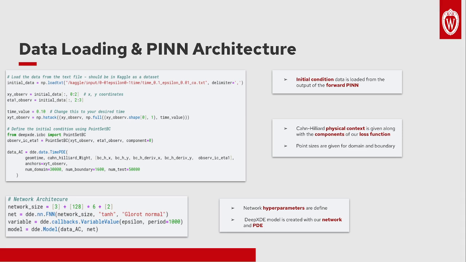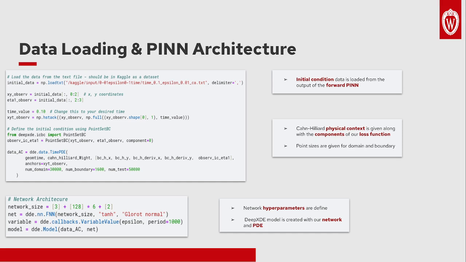Now, the Cahn-Hilliard physical context is given along with the components of our loss function. You can see here in the data AC that point sizes are given for domain and boundary. We give it the geom time variable, along with the PDE. The list that you see here is the boundary conditions and initial conditions.